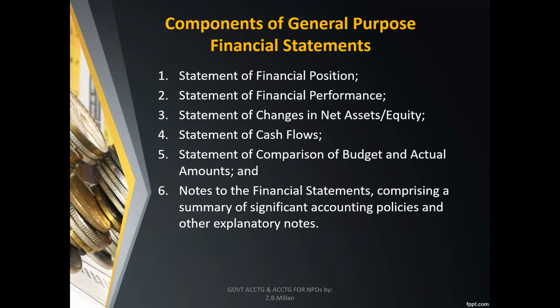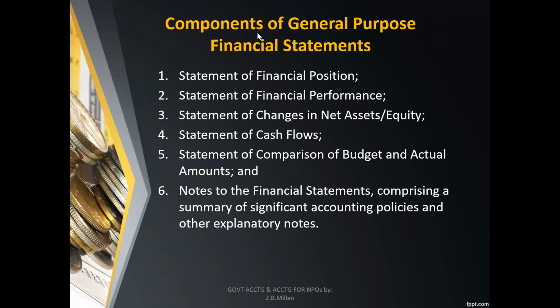What are the complete set or the components of a general purpose financial statement? So you have 6. First, you have the statement of financial position, or formerly known as the balance sheet. Second is the statement of financial performance, or what we commonly know as the income statement. Third, you have the statement of changes in net asset or equity. Fourth, you have the statement of cash flow. The fifth is a statement of comparison of budget and actual amounts.